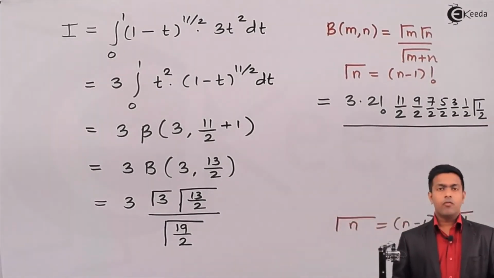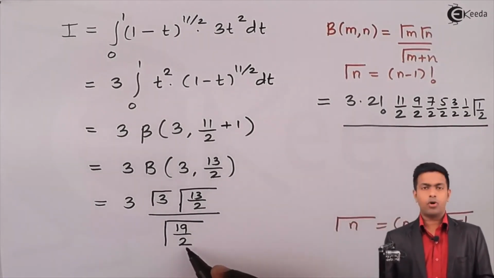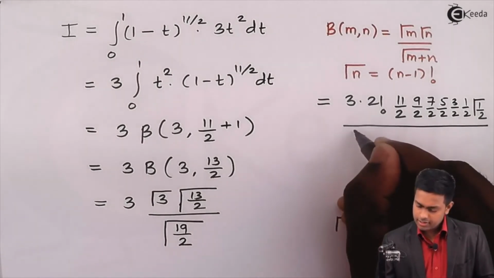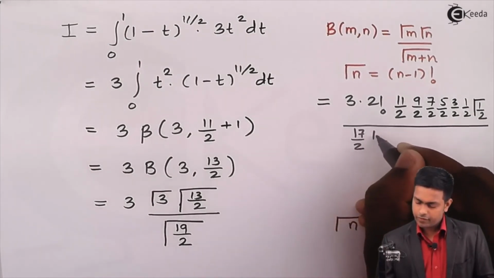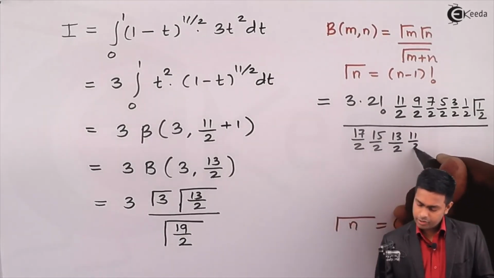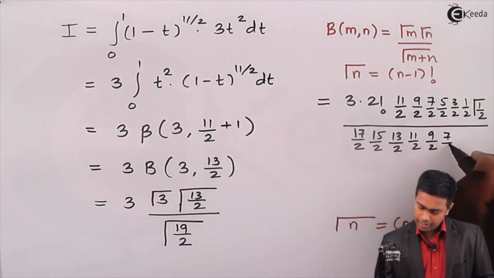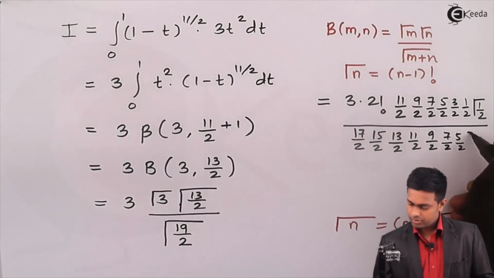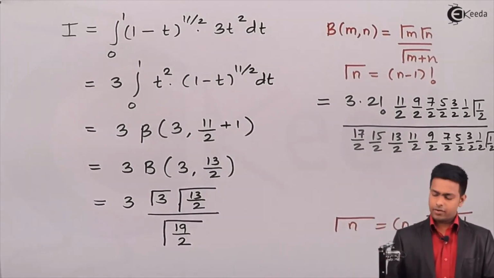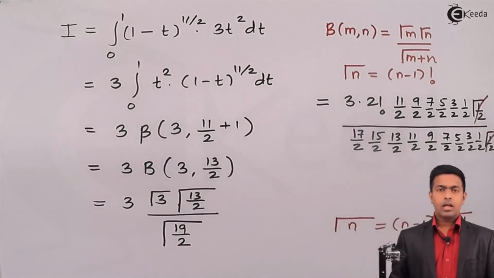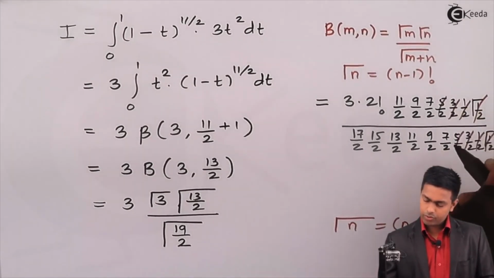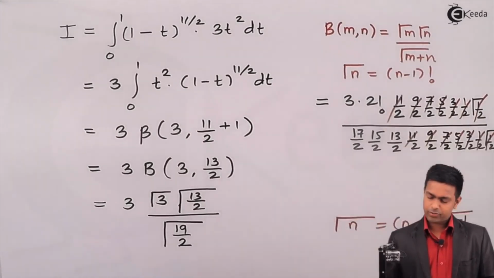Similarly, we'll do it in the denominator for 19 upon 2, so that will be 19 upon 2 minus 1, that is 17 by 2, then 15 upon 2, then 13 upon 2, then 11 by 2, then 9 by 2, then 7 by 2, 5 by 2, 3 by 2, 1 by 2 and gamma 1 by 2. Now guys, here we can cancel this gamma 1 by 2, and the other terms, that is 1 by 2, 3 by 2, 5 by 2, 7 by 2, 9 by 2, 11 by 2.